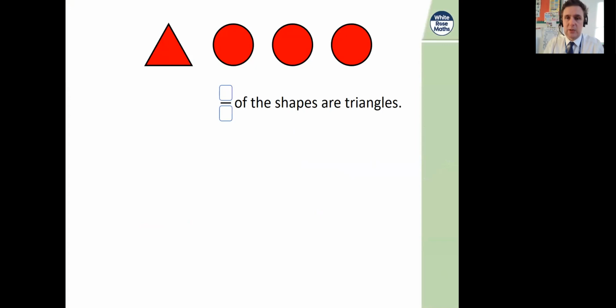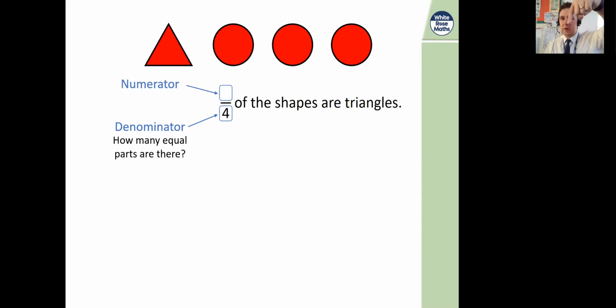A fraction of the shapes are triangles. Now, you can see there at the bottom, that's the denominator. And you might hear me say denominator, because I remember that denominator is low. The denominator goes underneath. And on top, we have what's called a numerator. So the denominator says how many parts there are, how many equal parts there are in that set. You can see in that set there that there are 4. Like I said, on the top, we have a numerator. Numerator on top, denominator below.